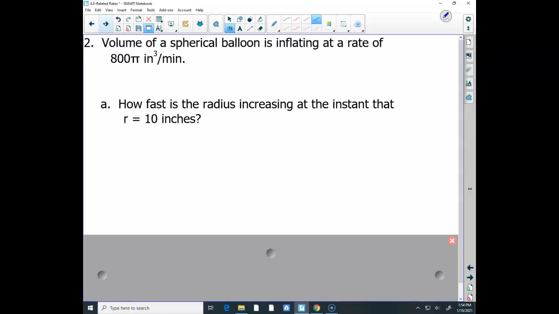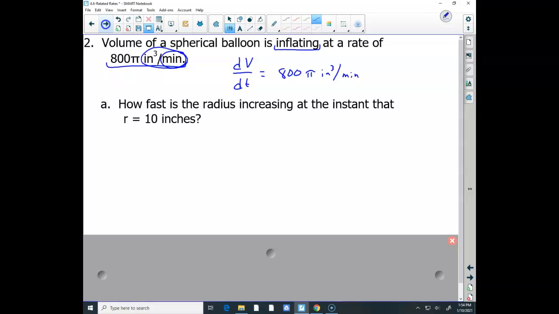And what we're looking at here is the volume of a spherical balloon that is inflating. This is important. It's inflating. That means it's growing at a rate of 800π inches cubed per minute. Let's look at my units. That would mean volume. So my change in volume with respect to time, dV/dt, equals 800π inches cubed per minute.